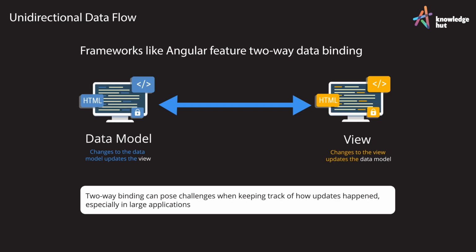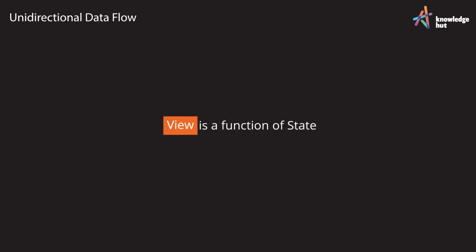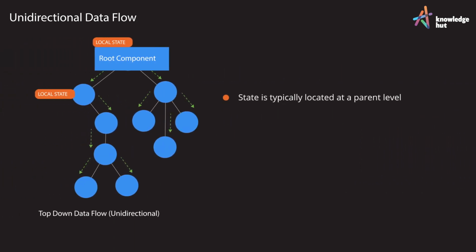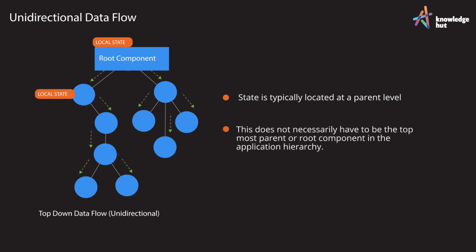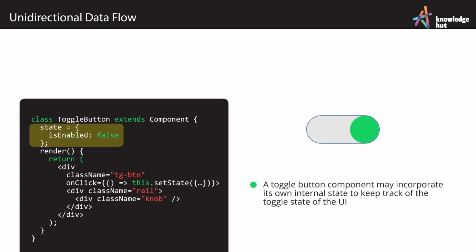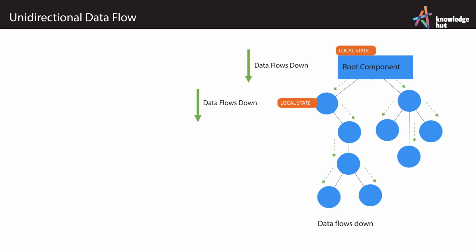On the other hand, in the case of React, the view is essentially a function of state and props. The state in this case is the single source of truth and all updates are a result of the state. Practically, the state is typically located at a parent level. This does not necessarily have to be the topmost parent or root component in the application hierarchy. For instance, a toggle button component may incorporate its own internal state to keep track of the toggle state of the UI. But wherever state is located, the data can only flow downwards to child components using props, and therefore only children can access the state.